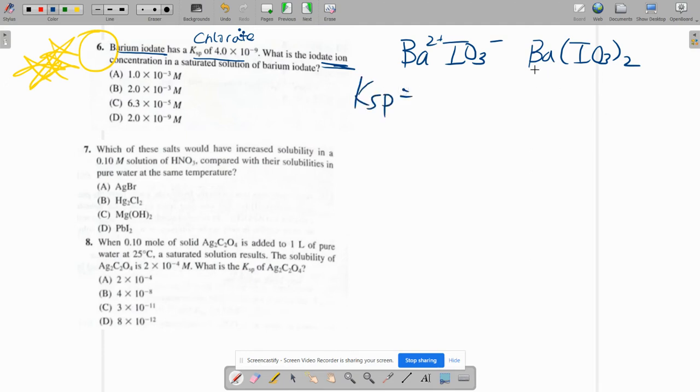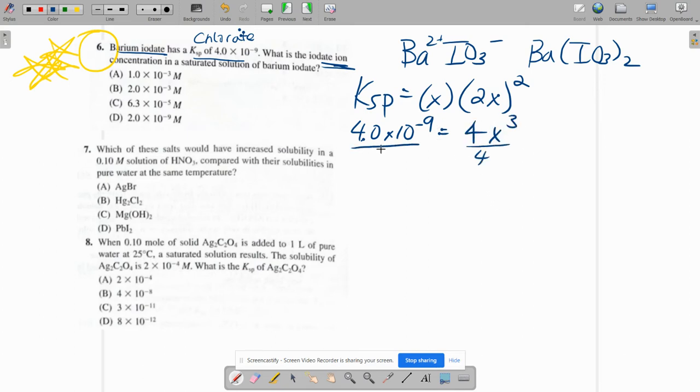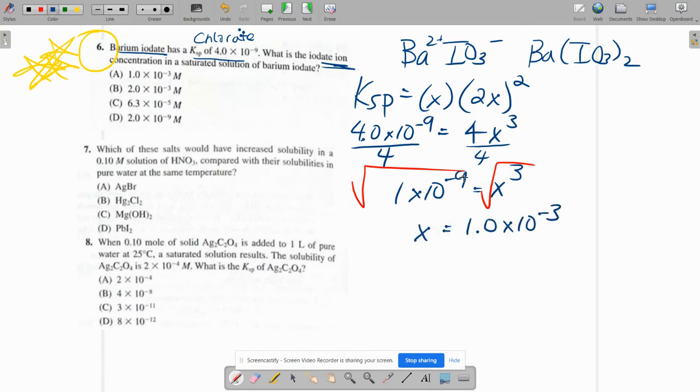So we've got Ksp, and if we visualize the ICE table, barium is X, and the iodate would be 2X, which we'll square. So what we're looking at here is 4.0 times 10 to the negative 9th equals your classic 4x cubed. We'll divide both sides by 4, and that gives us 1 times 10 to the negative 9th equals x cubed. Go ahead and take the cube root. Life is going pretty good. I like that. It comes out to 1 times 10 to the minus third. When you take the cube root, you just divide the exponent by 3, or take a third.